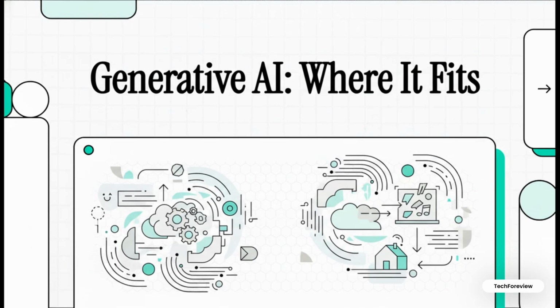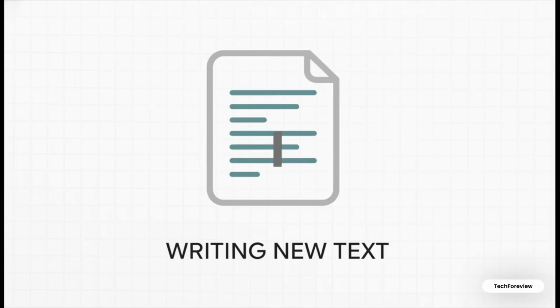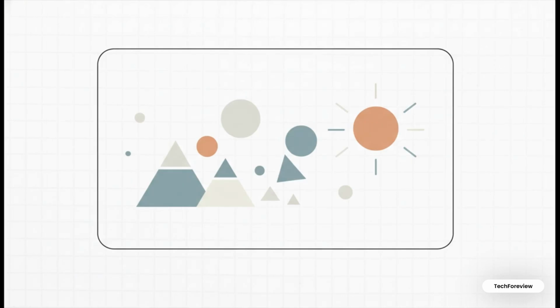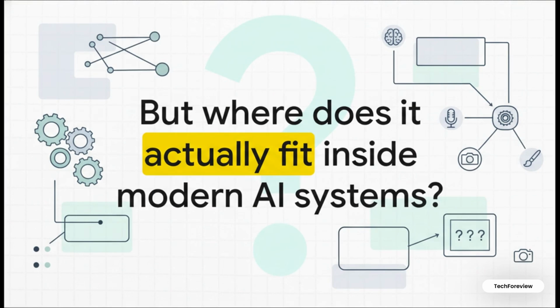You probably heard a lot about generative AI. It seems to be just about everywhere. And with all of the discussion, it can be a little unclear what it actually is, and more importantly, where it fits. We often see it used to create new text, things like emails or articles. And we also see it used to create images from just a few words of description. So, it's clear it can do a lot, but where does it actually fit inside a larger system? In this Foreview, we'll try to answer that very question.